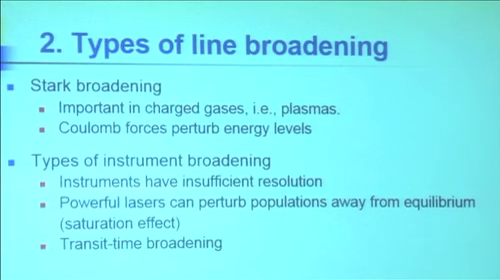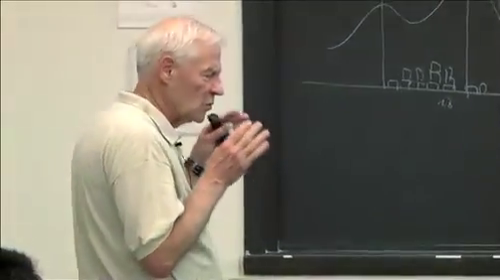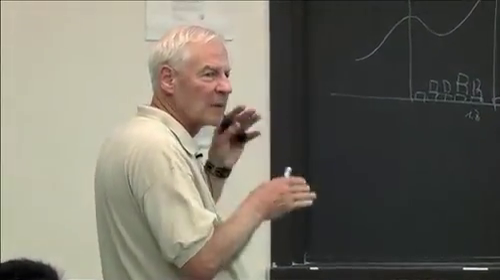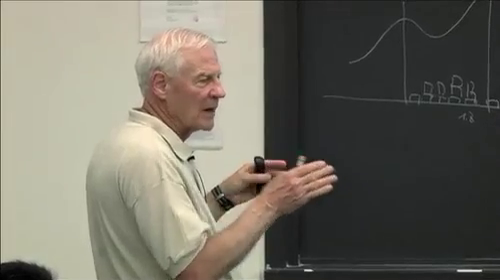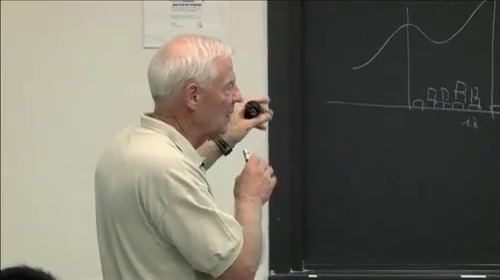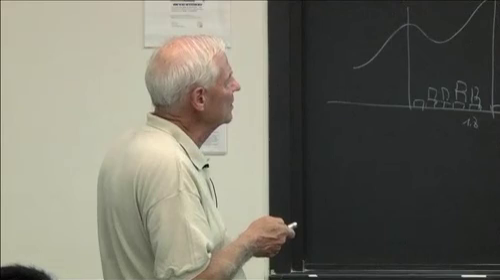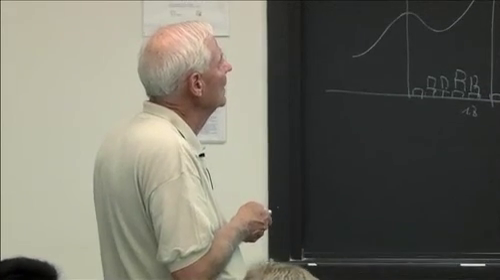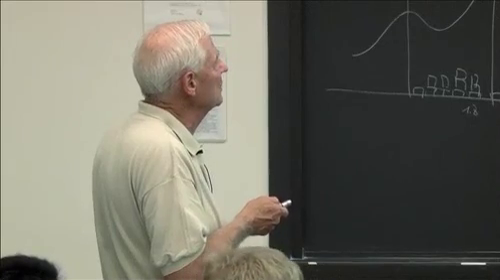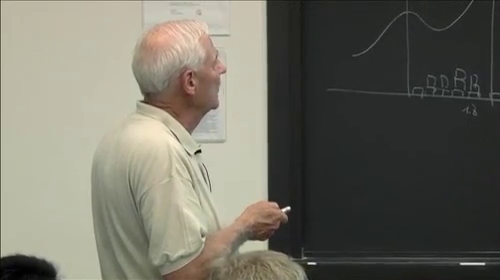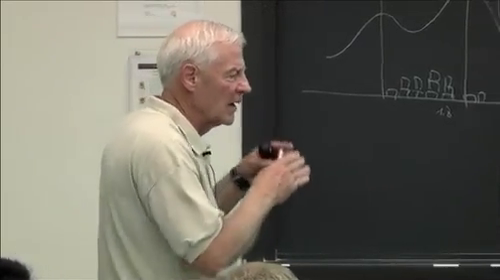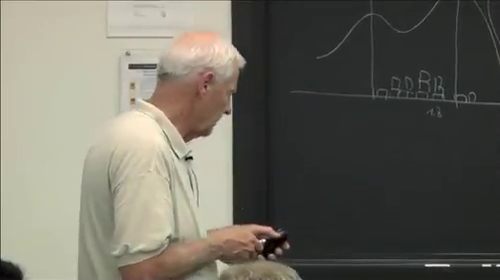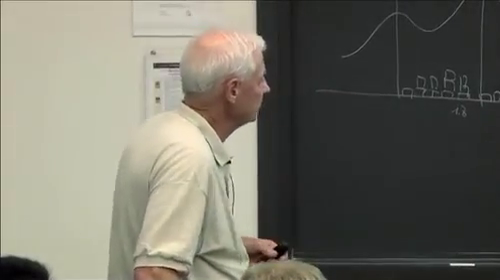There's another kind of broadening you have to worry about. If you send in a really strong laser, you distort the populations, and you have to go back and revisit some of the things we've done. That's called saturation broadening. Usually you stay away from that. So if you're using an instrument that has insufficient resolution, or you have transit effects, there are a lot of reasons why your lines will appear broader than they might really be. You have to be careful.